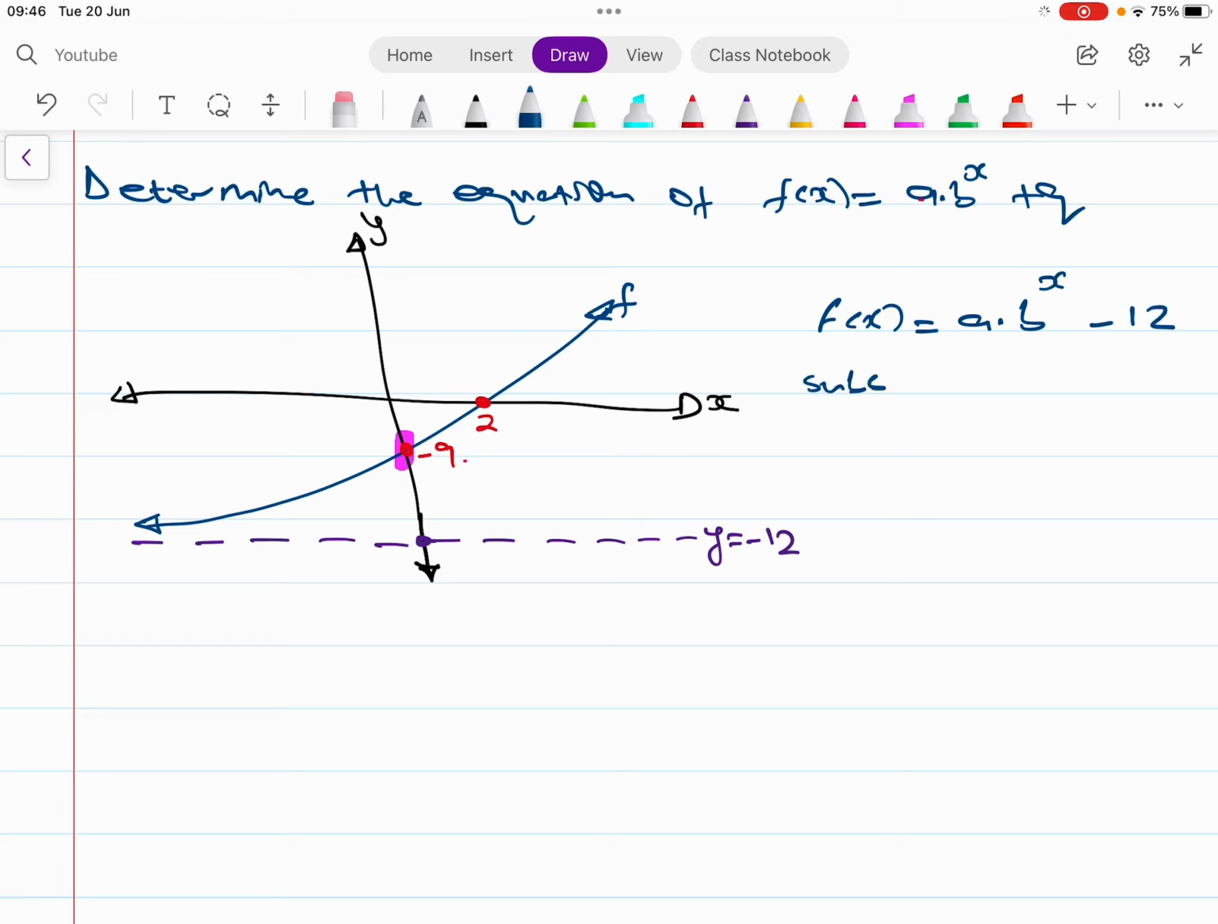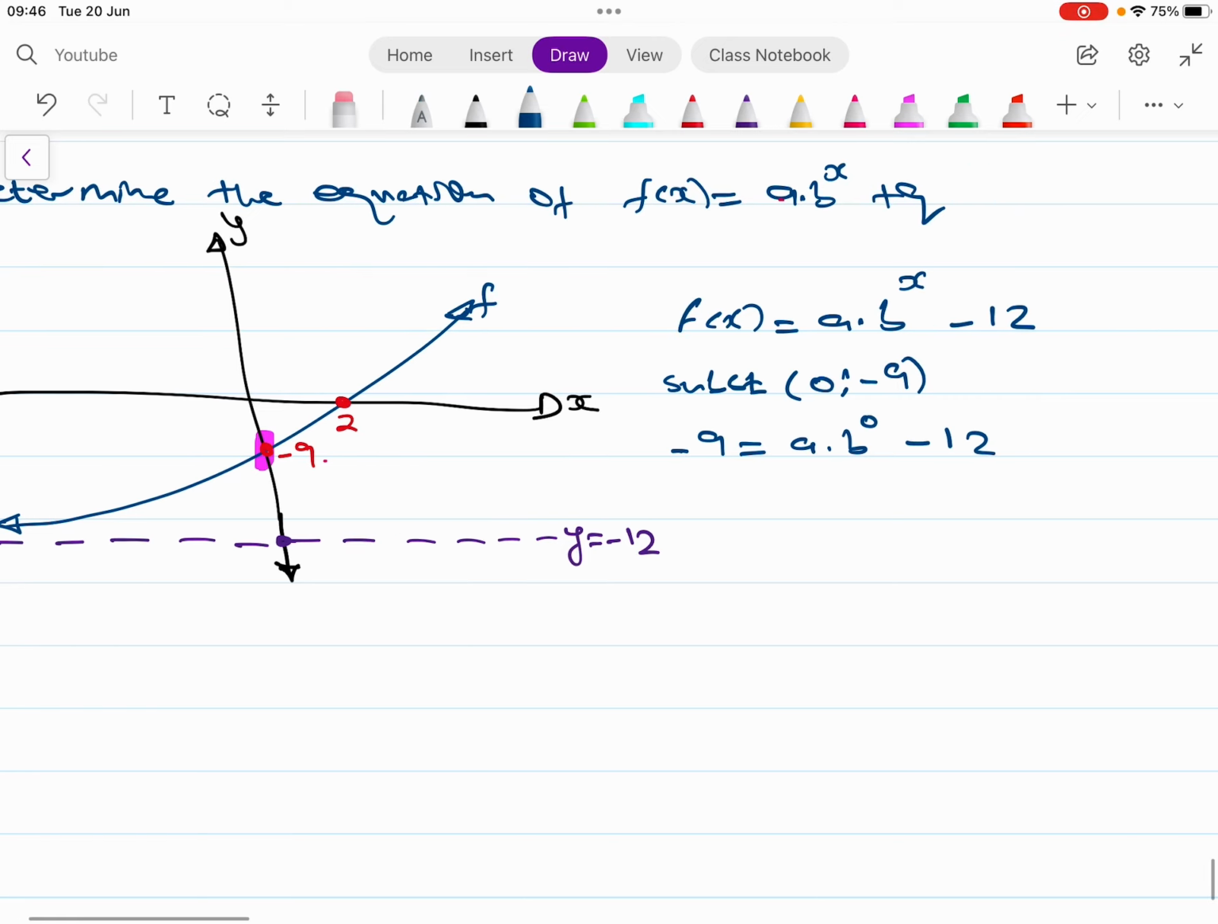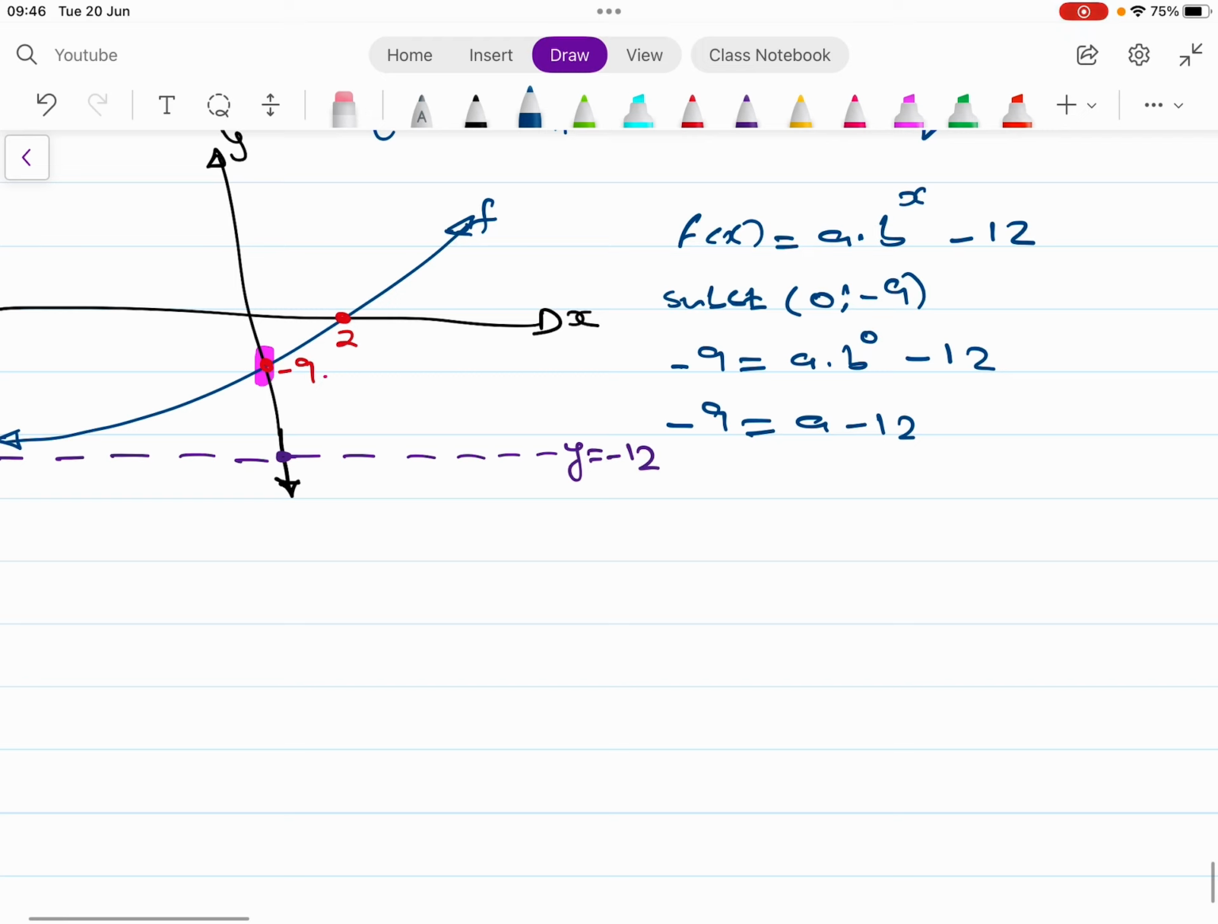Now when we substitute the point 0 and negative 9, what are we left with? We have negative 9 equals a b exponent x, which is 0, minus 12. So you will realize that anything exponent 0 is 1, then that means a times 1 is just a, minus 12. We have this, and then we can move the 12 to the left. Then we have 12 minus 9, which is 3. That means a equals 3.